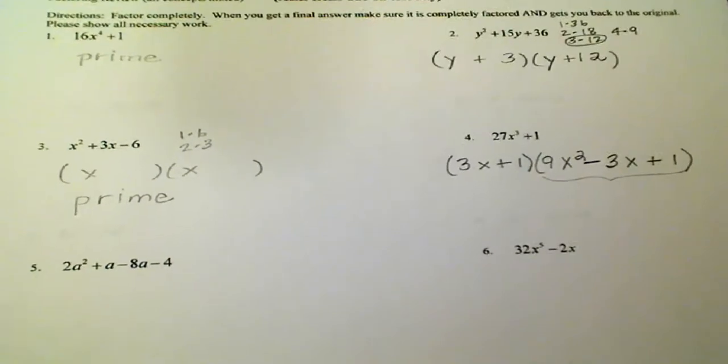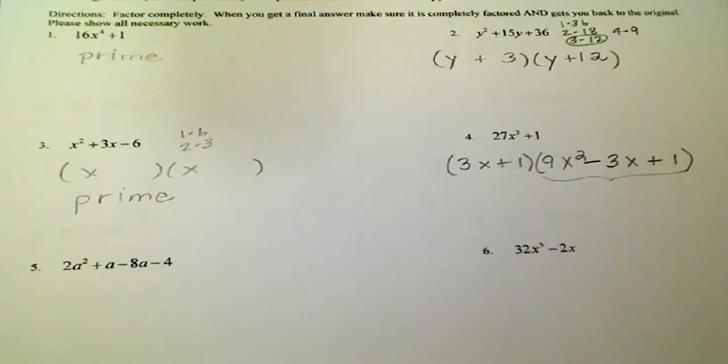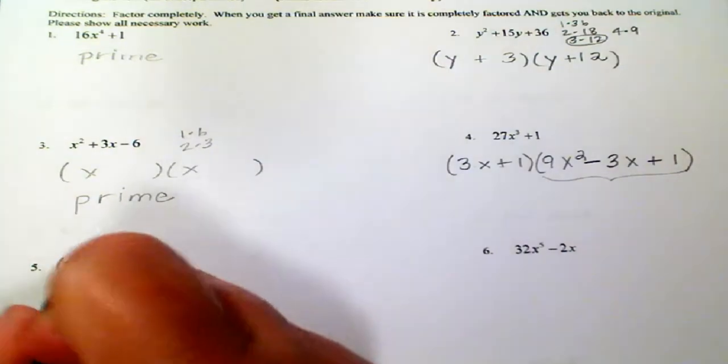Okay, let's look at number 5. Is there a GCF? No. How many terms are there? 4. 4 terms, no GCF. I am more than likely going to factor by grouping.